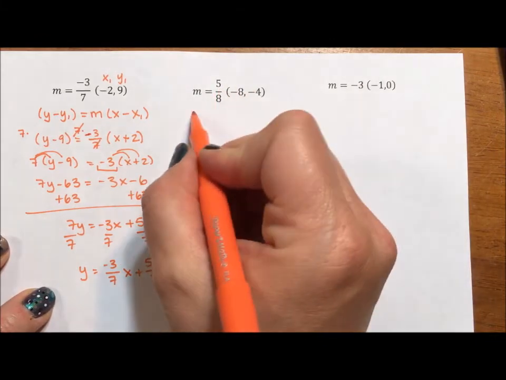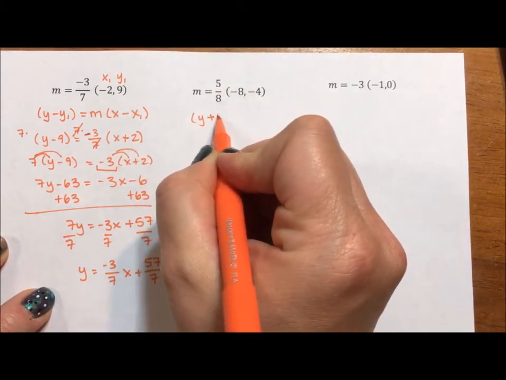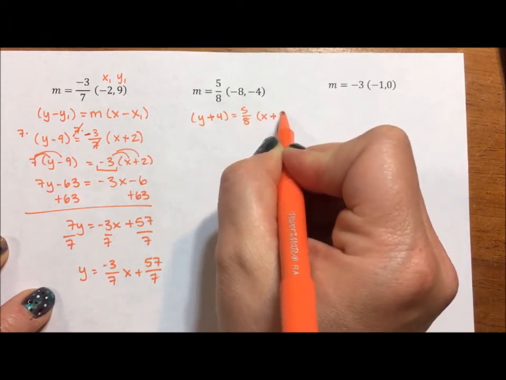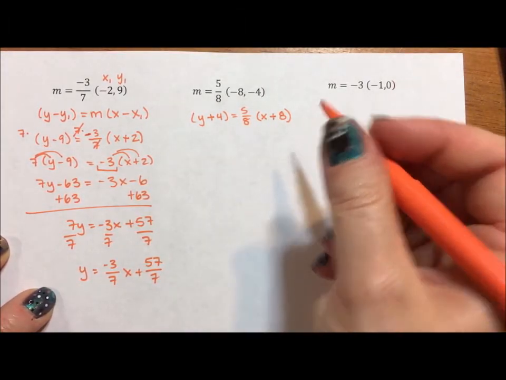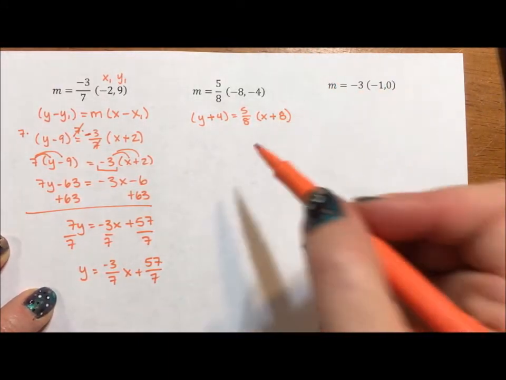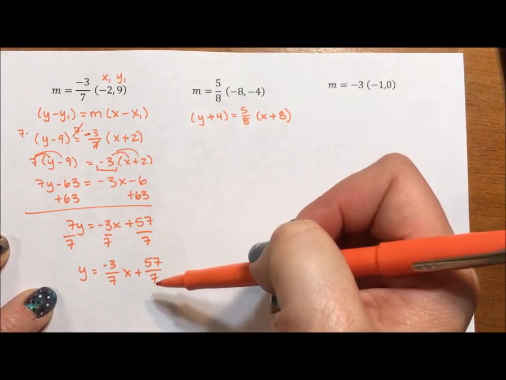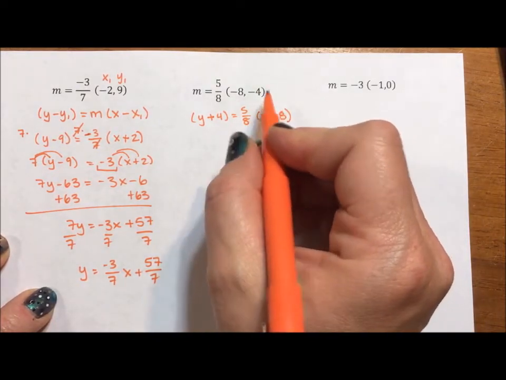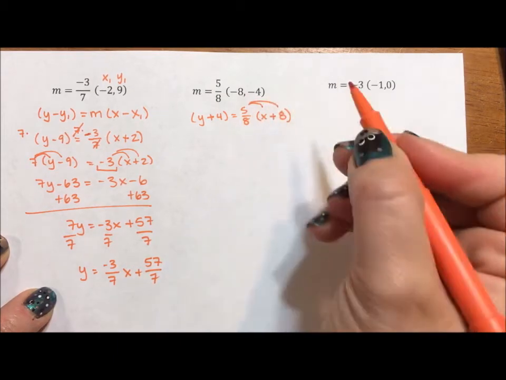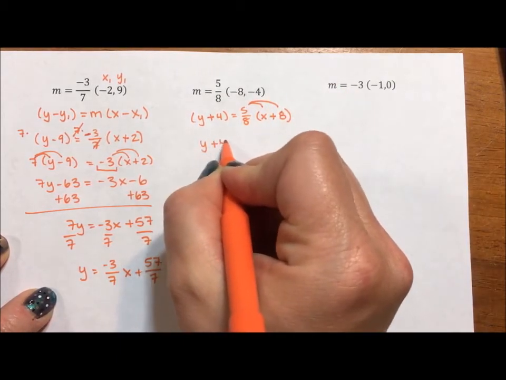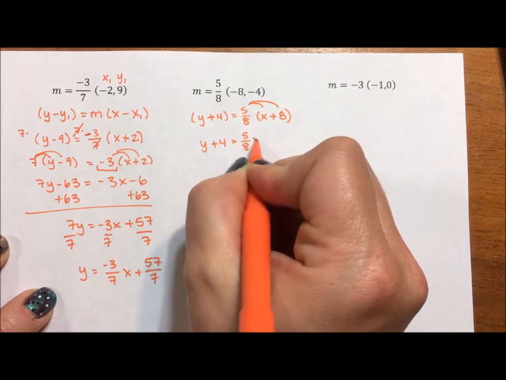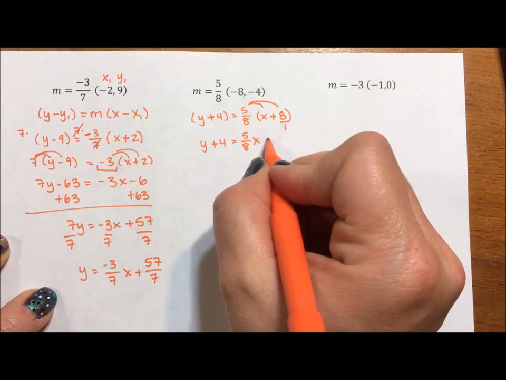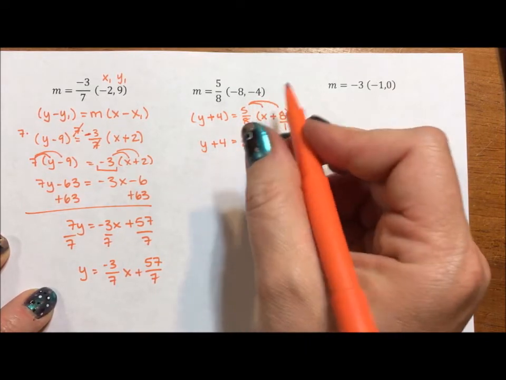Okay, next. Y minus a negative 4 equals 5/8 x minus a negative 8. Okay, I'm going to do this one a little bit differently, and I will explain why. And if you don't like my explanation, do it this way and make sure you get the same answer. 8 goes into 8. So if I distribute my slope in right away, y plus 4 equals 5/8 x. Well, this is 8 over 1. 8 goes into 8 once, this becomes plus 5, because 1 times 5 is 5.